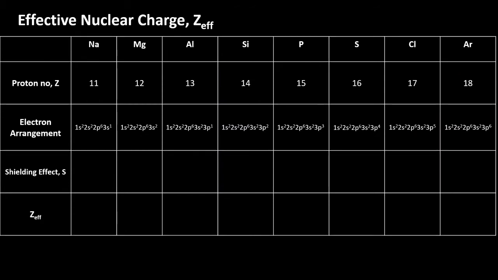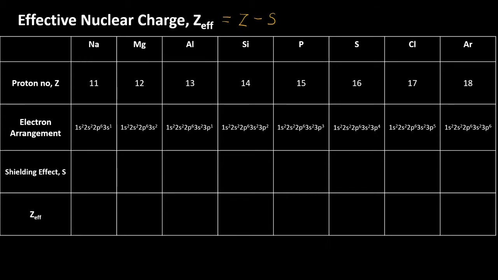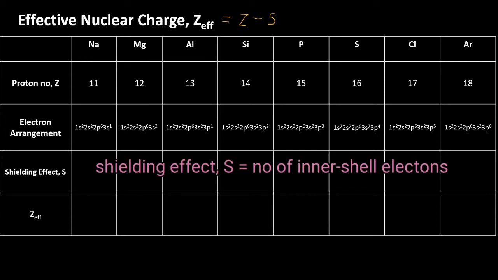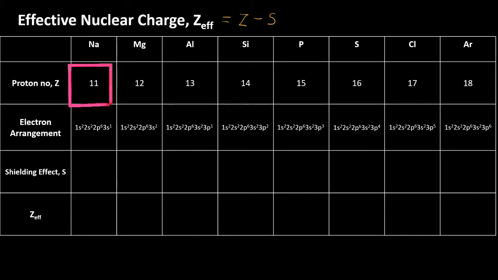Now we move on to determine the effective nuclear charge of period 3 elements. To determine effective nuclear charge, we are still using the formula effective nuclear charge equals nuclear charge minus the shielding effect. The nuclear charge we can get from the proton number, and the shielding effect we can get from the number of inner shell's electrons. For example, sodium has the proton number 11, so the nuclear charge is equal to 11.